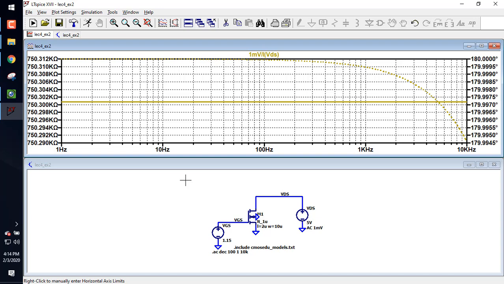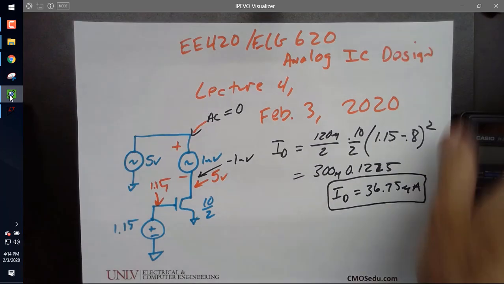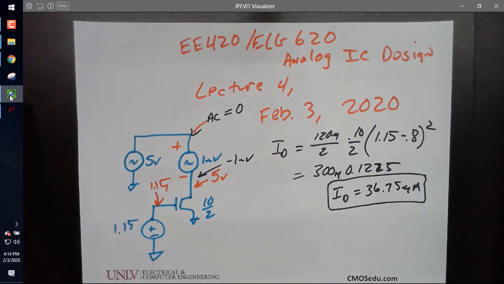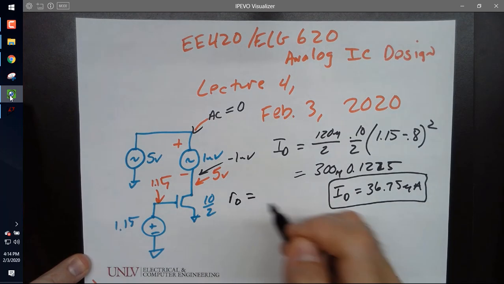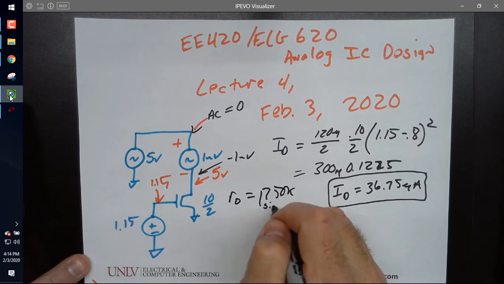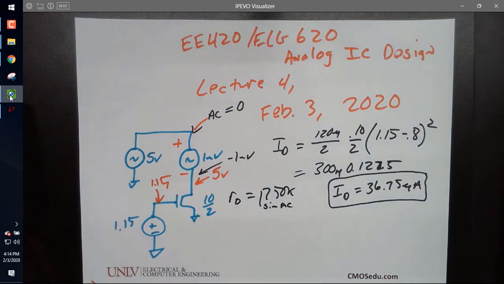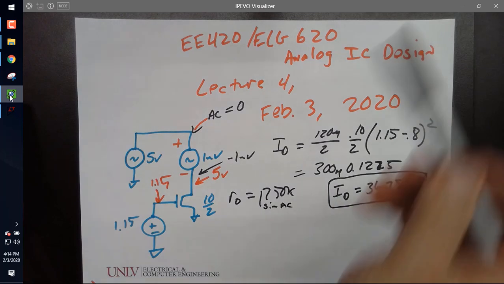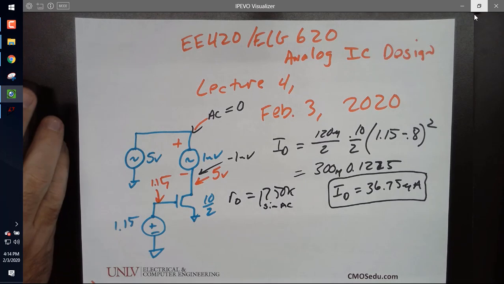Any questions on this one? I'm going to go ahead and swing over, because I can't remember jack squat on this stuff, it's like ready to be flushed as soon as I walk out the door. I'm going to put R out equals 750K sim AC. We all good? All right.